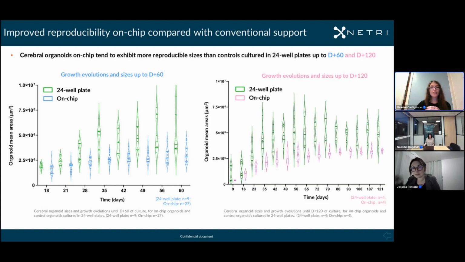And similarly, we also observe this pattern with sizes that are smaller on average, but much more homogeneous for the on-chip organoids at a more mature time point of 120 days, here represented in pink on the second graph.